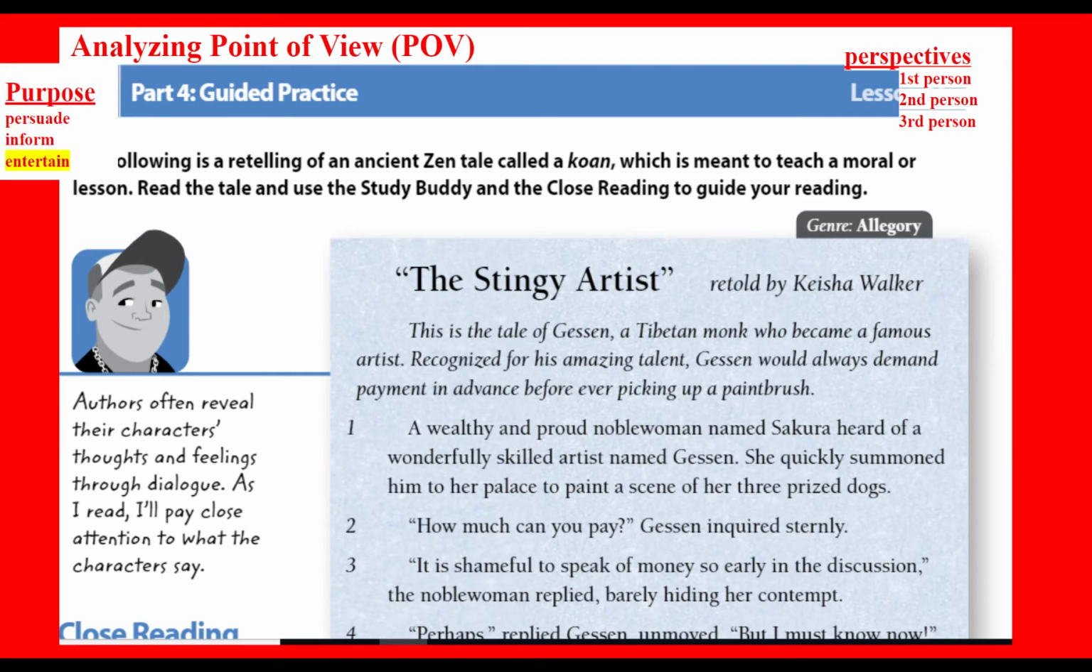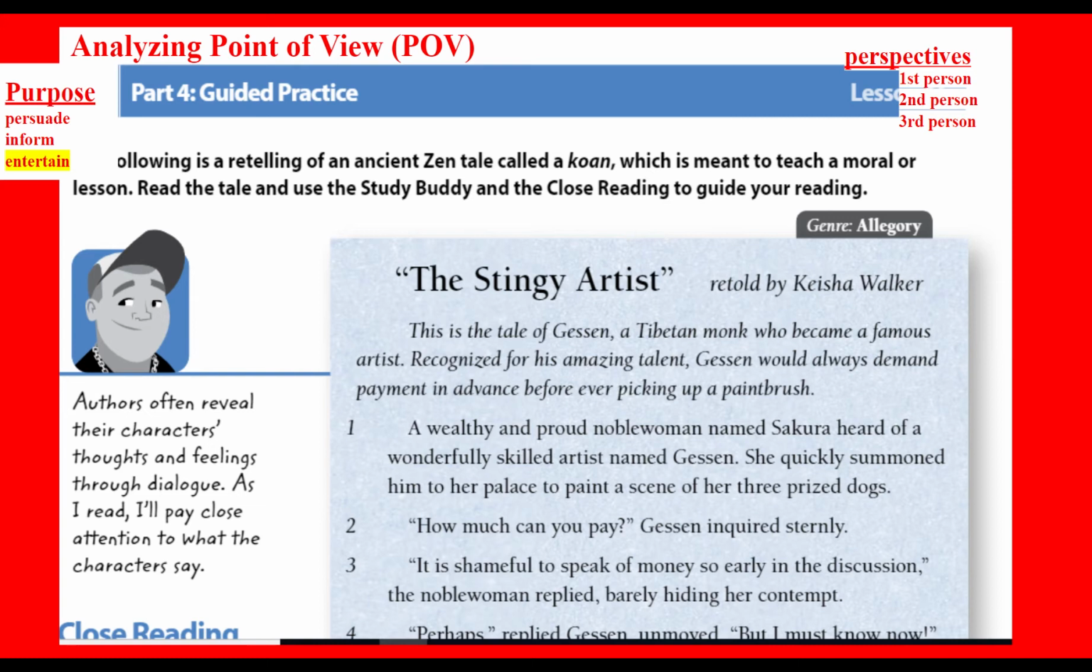All right, so before we begin, let's talk about the purpose of the text we're going to be looking at today. So, when reading, we have three purposes for reading. We read to be persuaded, informed, or entertained. And when an author is writing, they are either writing to persuade the reader, inform their reader, or to entertain their reader. Anything that is fiction, 99.9% of the time, it is to entertain the reader. So, the text that we're looking at today, The Stingy Artist, is fiction. So that means the purpose of it is to entertain.